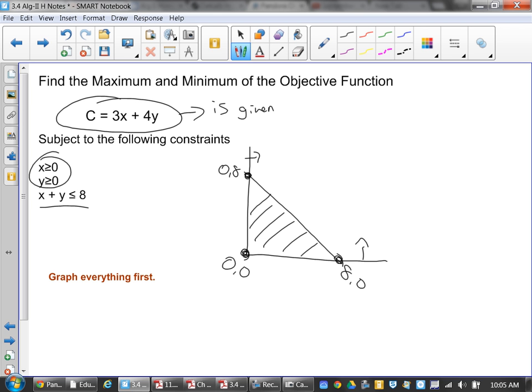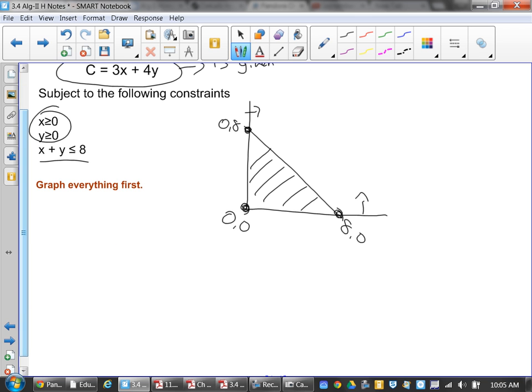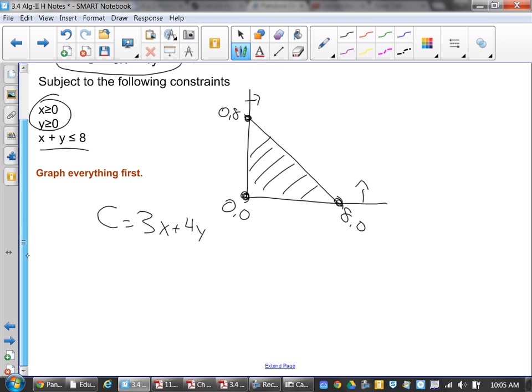How many ordered pairs do we have for this problem? How many of them do we have to test to figure out a maximum or minimum? 3. You use the 3 ordered pairs to test in your constraint function to see if it's a maximum or minimum. Right? So what you do is you take your objective function, which was c equals 3x plus 4y, and you're going to take your ordered pairs, (0, 0), (8, 0), and (0, 8). And you substitute in.